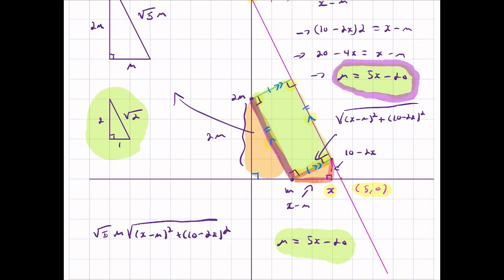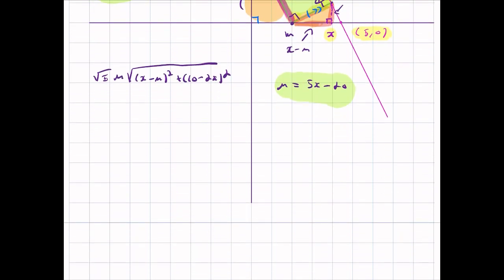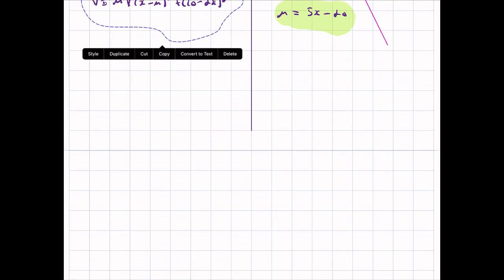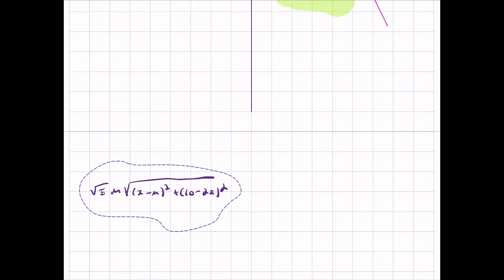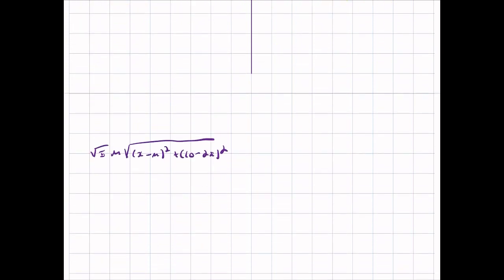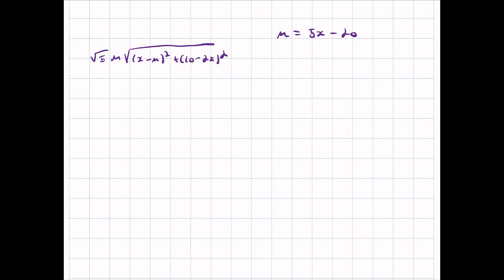Why is this not going to be a problem, the fact that m will be negative if x is less than 4? But okay, so now let's bring this thing down here, so we have some space to do our computations, keeping in mind that m is 5x minus 20.